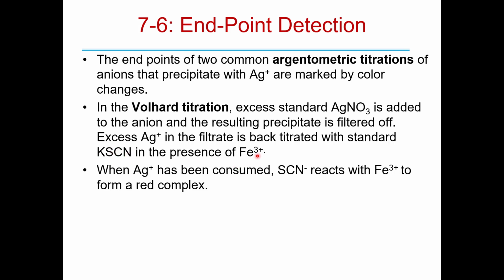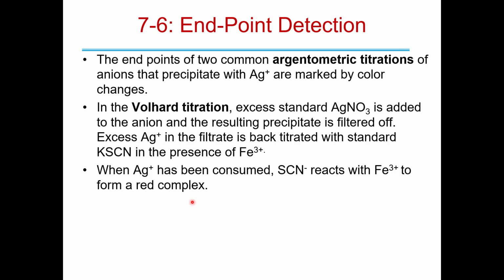And we're going to do that in the presence of a little bit of iron 3+ cation. So when we're titrating, after all of the silver has been consumed, what happens is we form a complex ion because the SCN reacts with the iron. First, the SCN is going to react with the silver to make silver thiocyanate. And after all that has reacted, then the excess SCN reacts with the iron to form a complex ion that gives us a red color. And so our red color tells us when to stop this titration.